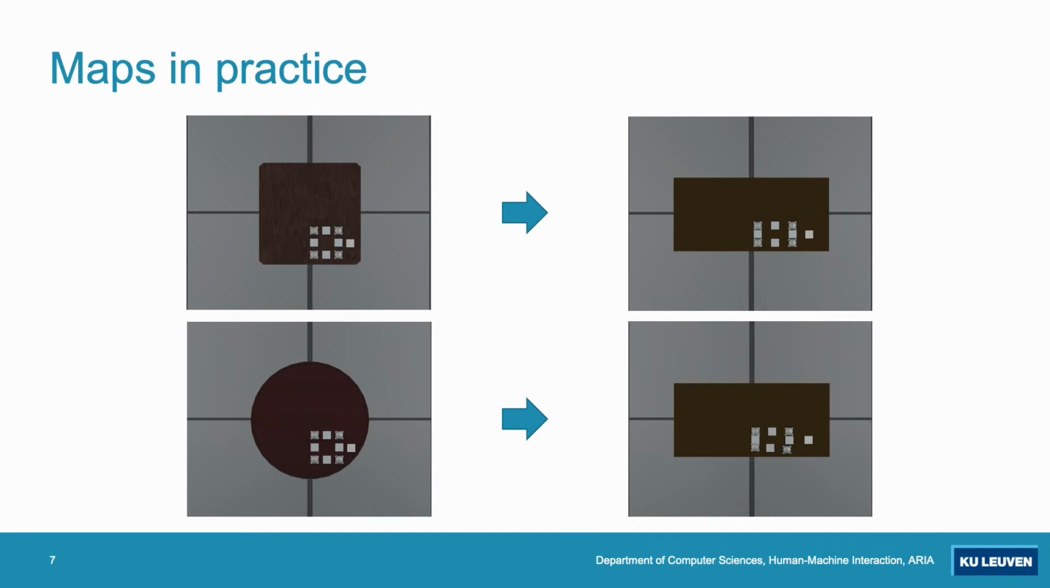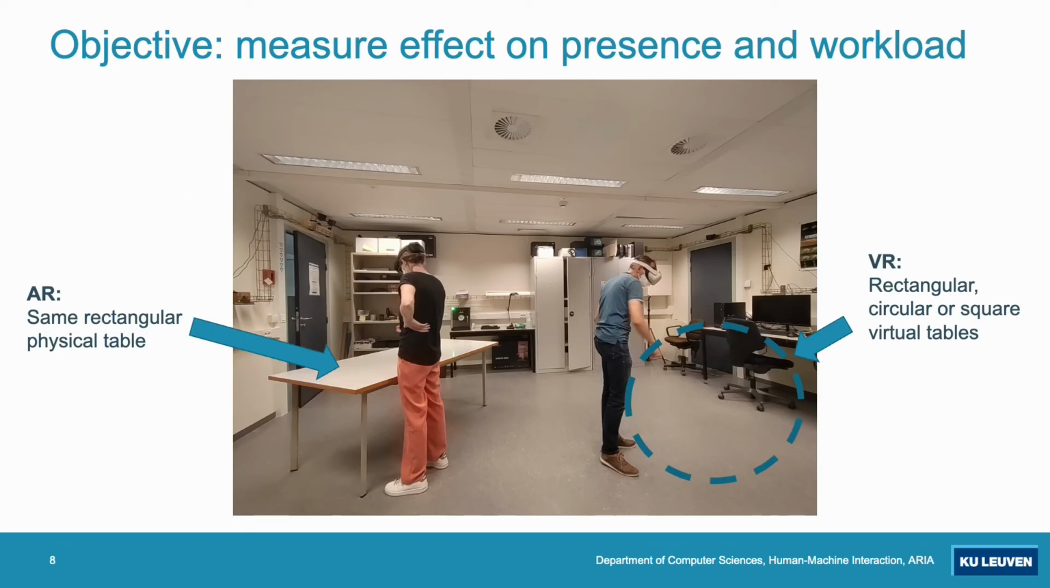So now we want to test this system, and with our tests we focus on the effect on presence, meaning how immersed are they in the environment, and workload, meaning how difficult were the tasks to perform. We have two participants, one augmented reality user and one VR user, where the augmented reality user stays with its physical table and the VR user iterates between a rectangular, a circular, and a square virtual table. And our aim is to look at the differences between those tables.